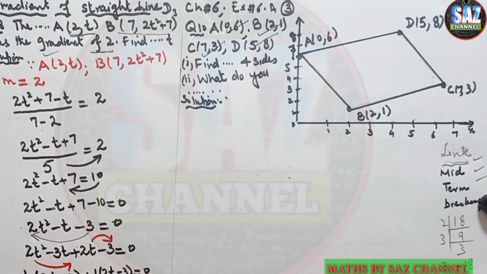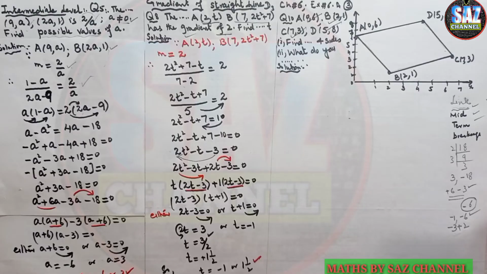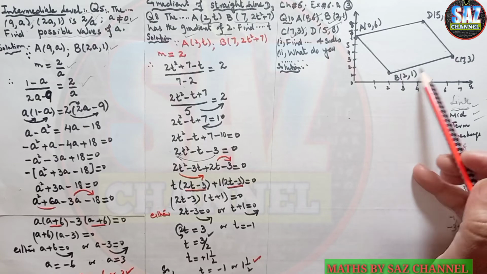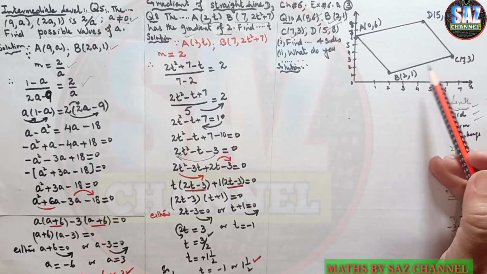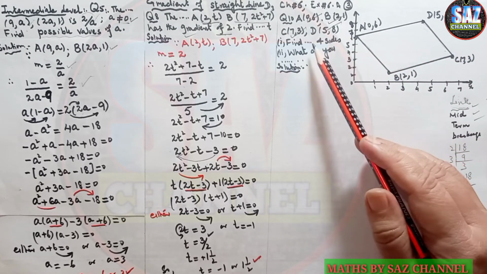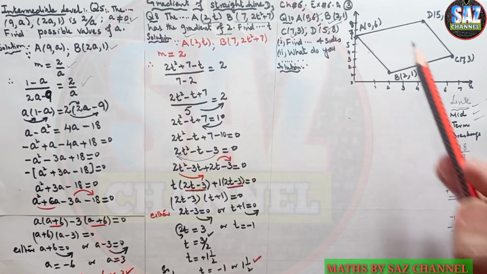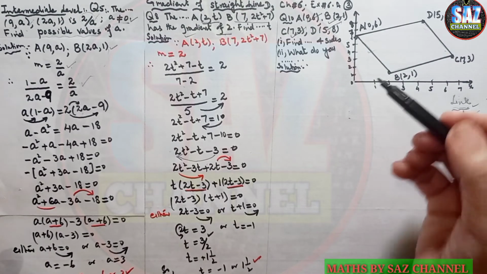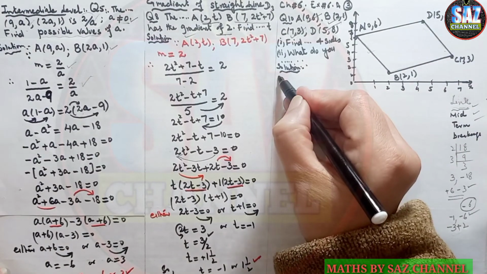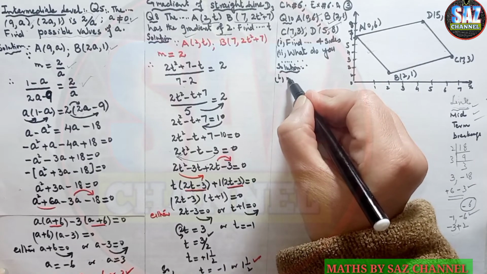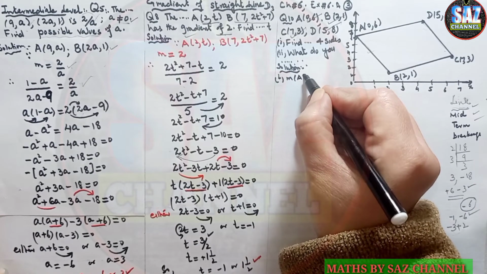The first requirement of the question is that we have to find the gradient of all four sides. If you find any difficulty in understanding the question, you can make a rough sketch like this. Now we have to find the gradient of all four sides. So first let's move in the order. The first one is the gradient of AB, mAB.